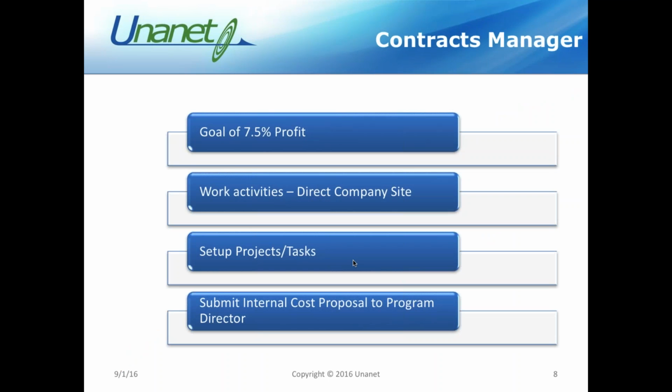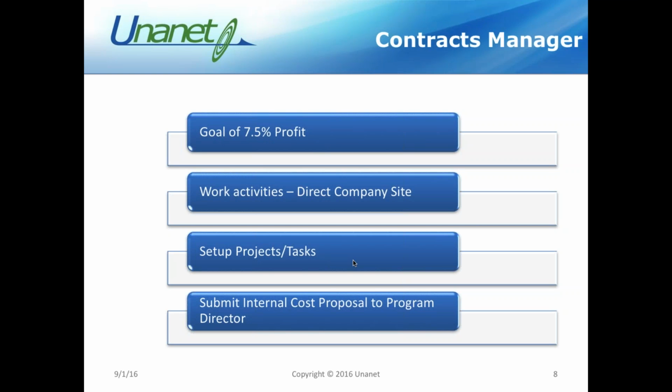So our contracts manager, I have a Carrie contracts manager in my Unanet system, and her goal is to ultimately internally reach a 7.5% profit on this activity. Otherwise, there's no reason for us to go ahead and bid this project if we can't make money on it. So our goal is internally to have a 7.5% profit.